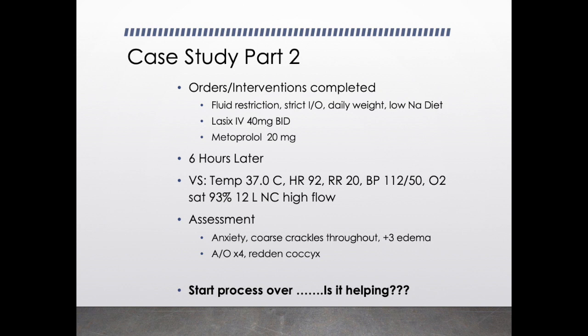So our vital signs now we have a temp of 37, heart rate of 92, respiratory rate of 20, BP of 112 over 50, O2 of 93% on 12 liters, a high flow. So we switched them from the mask to a high flow. Assessment, still anxiety, coarse crackles throughout, +3 edema, and alert and oriented times 4. Now we noted a red coccyx as well. So by looking at that data, okay, take a quick little look.